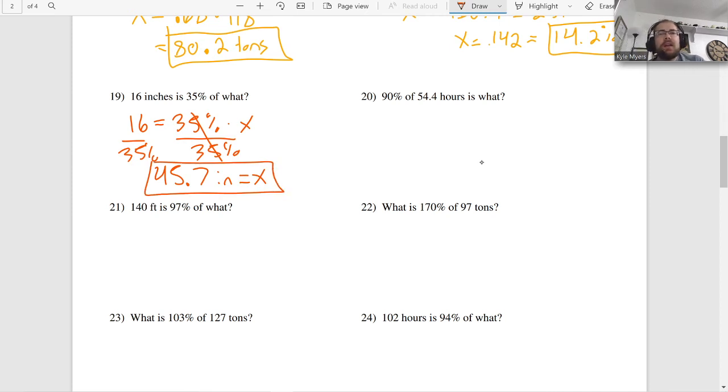All right. 90% of 54.4 hours is what? So actually, you can do this whole thing in the calculator. I don't need to write any of this out. If I were to do this worksheet by myself without trying to teach it, I would just say 0.9 times 54.4. There's nothing to solve. 48.96. Those are tough ones to round.